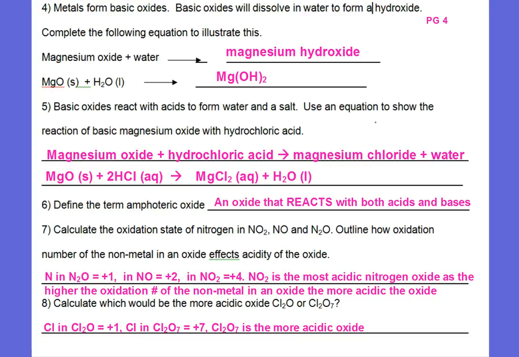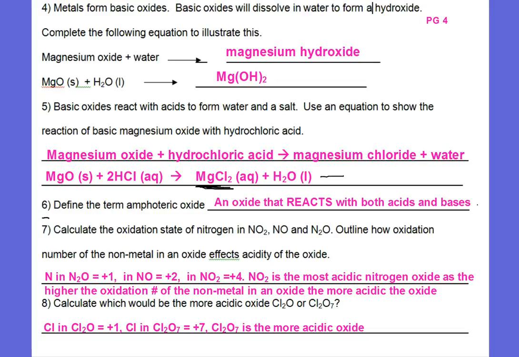It asks here that basic oxides react with acids to form water and a salt. So you've got magnesium oxide with hydrochloric acid. It's acid plus base gives salt plus water, and there's the balanced chemical equation. Once again, make sure you've used the cross method to get the formula of your ionic compounds correct. Otherwise, you won't be able to balance things properly. It's got a definition of amphoteric oxide: an oxide that reacts with both acids and bases.